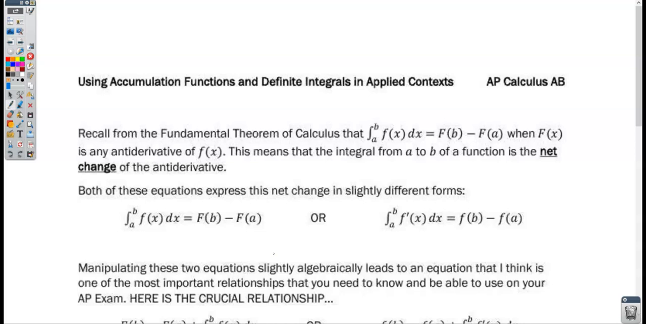Alright, welcome back everybody. In this video we're going to discuss information from section 8.3 of AP Calculus using accumulation functions and definite integrals in applied contexts.